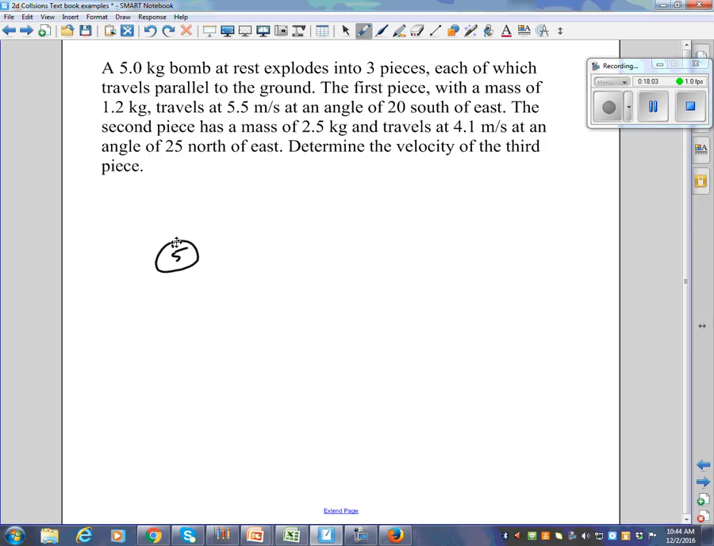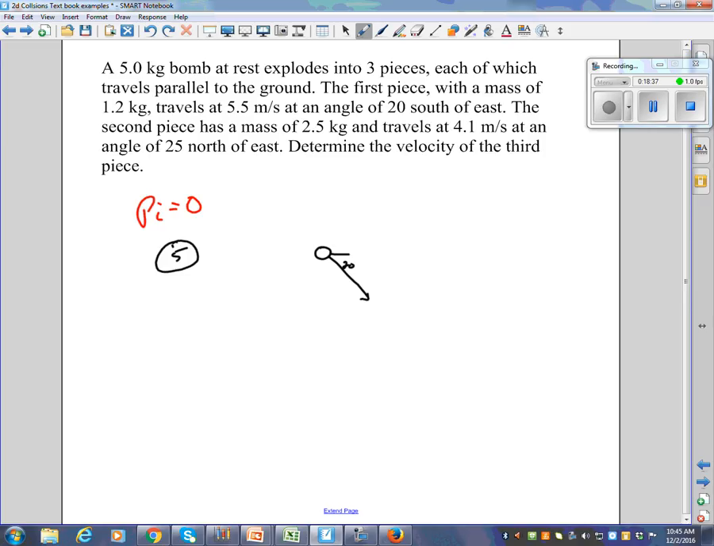Okay, so the first piece with a mass, I'm going to draw, there's the before, it's at rest, which tells us that the initial momentum is 0. That's awesome, because that means that the whole left side is 0. The first piece with a mass of 1.2 travels at 5.5 at an angle of 20 degrees south of east. East, there's east, so south of east. So that's 20 degrees.